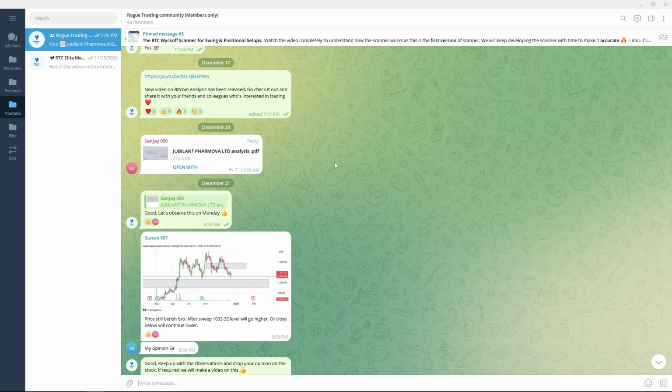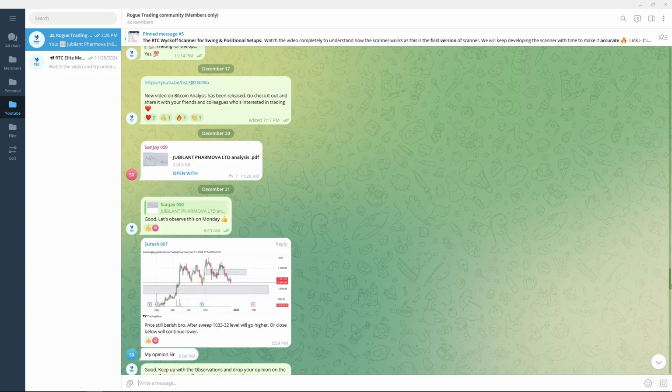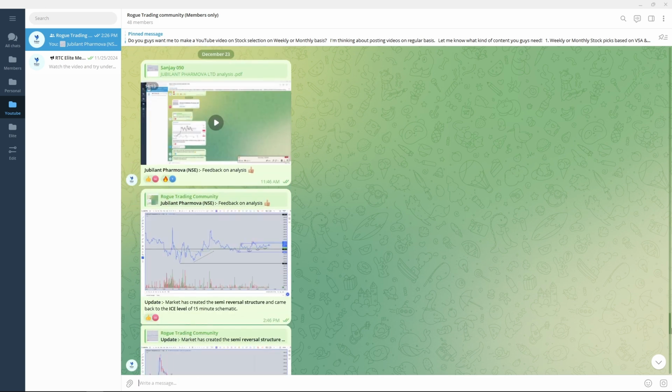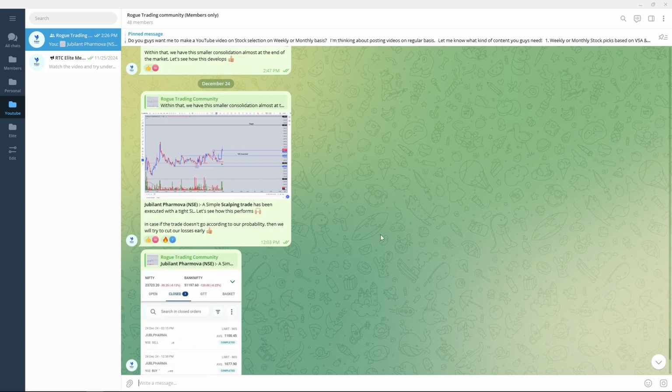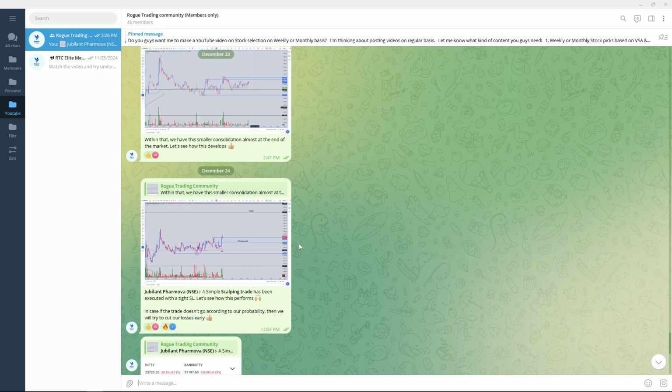So I thought it has a good market structure, why don't we observe it? That's what I mentioned, and we've been observing from the past few days. Yesterday also I was observing the stock, and it had really good momentum, and I was waiting for my opportunity, and today we got a good opportunity.